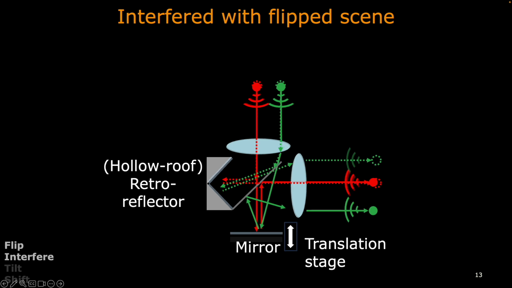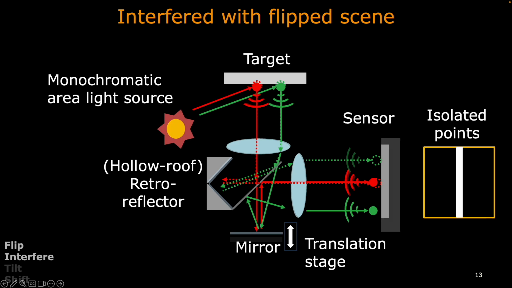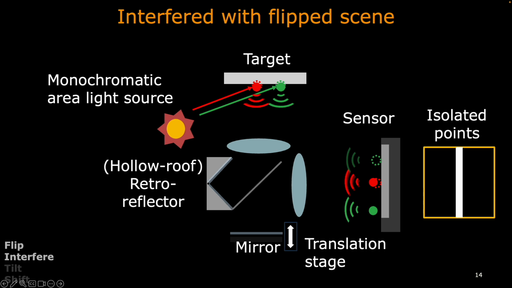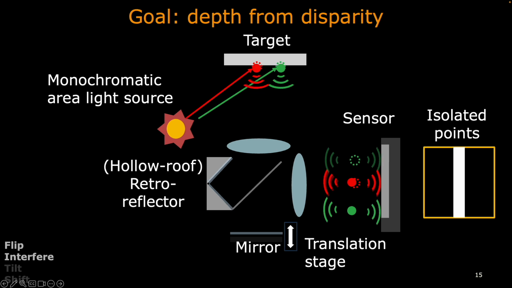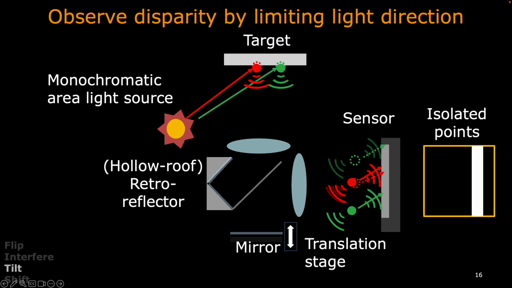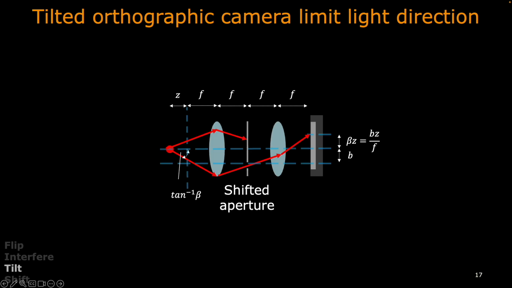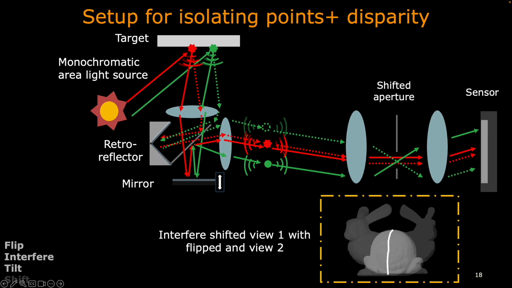By adding a translation stage, two passes can now be interfered with different pass delays. Put it between target and sensor. This setup can isolate points by flipping and interfering. But note that our goal is to measure depths from disparity. So, for targets at different depths, we want to observe light only from a tilt angle, so the pattern shift depends on the depth. To limit the light ray angle, we can put a shifted aperture in a 4F system, which is also known as a tilted orthographic camera. Combined all together, our system can now interfere view 1 with flipped view 2.